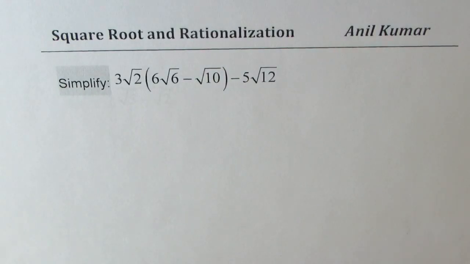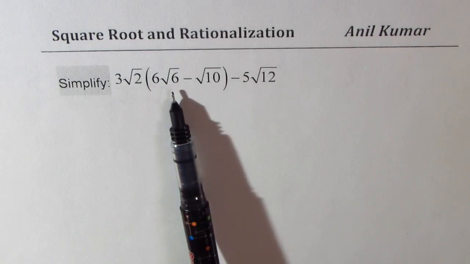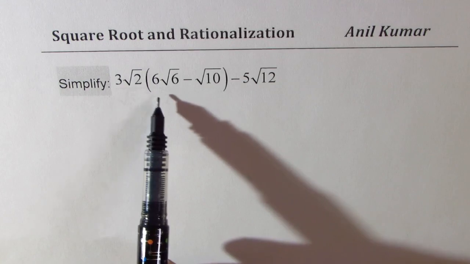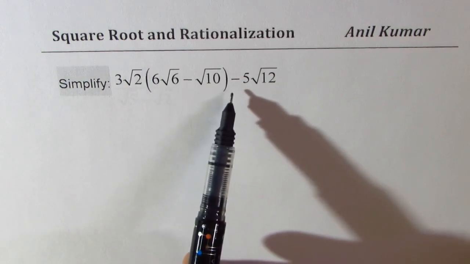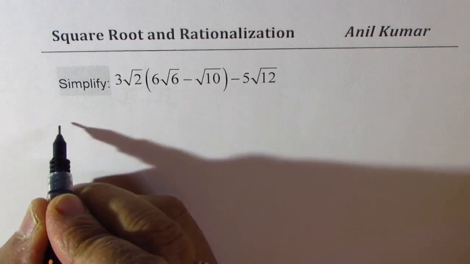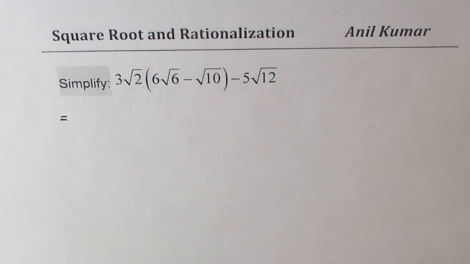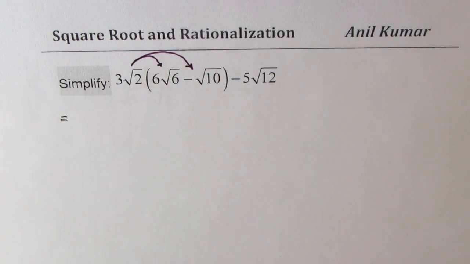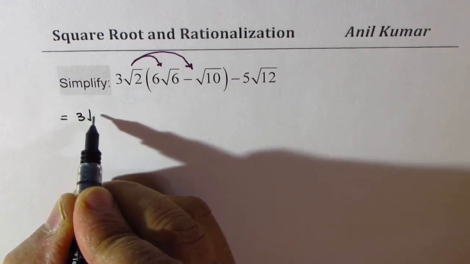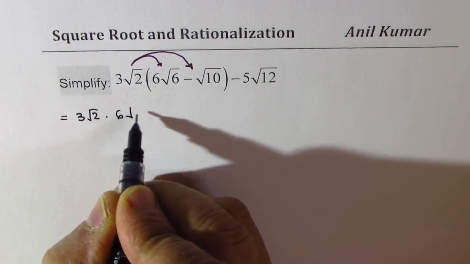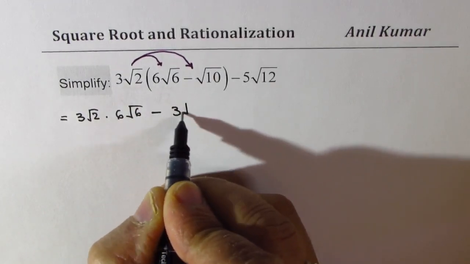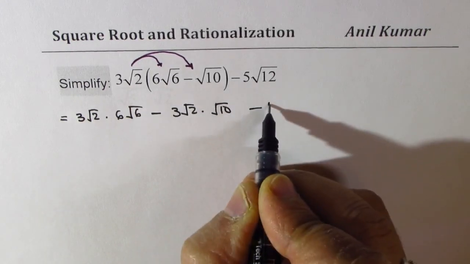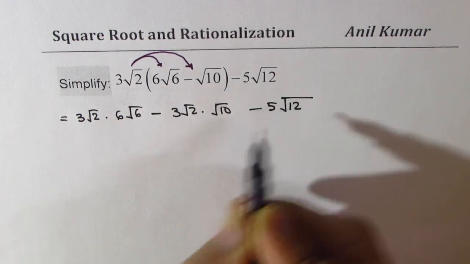In this particular case, we'll apply the distributive property to open the brackets and then simplify. So we have 3 square root 2 times 6 square root 6 minus square root 10 minus 5 times square root of 12. So when you apply distributive property, you have to multiply both the inside terms with the term outside. So we get 3 times square root 2 times 6 times square root 6 minus 3 times square root 2 times square root of 10, and here we have minus 5 square root of 12.